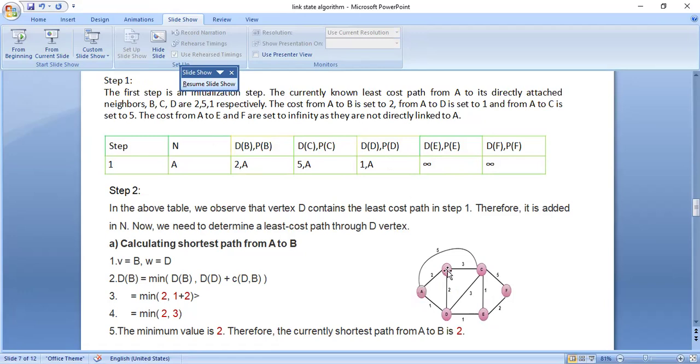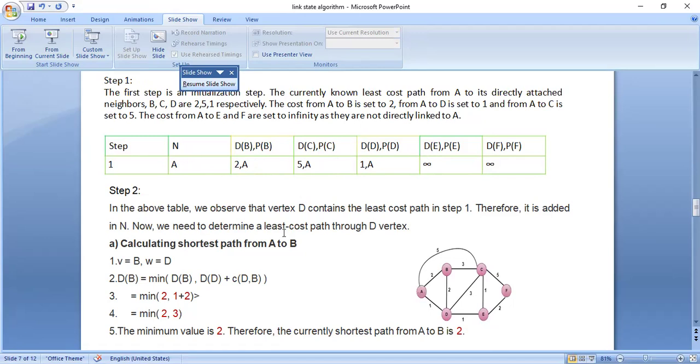So B is directly connected to A, and C is directly connected to A, and D is directly connected to A. So for B, C, D, we can take the cost as it is. For A to B, we can take the cost 2, and A to C, the cost 5, and A to D, the cost 1. E and F are not directly connected to the root node A. They are not neighbor nodes to A, so we can take the cost as infinity.